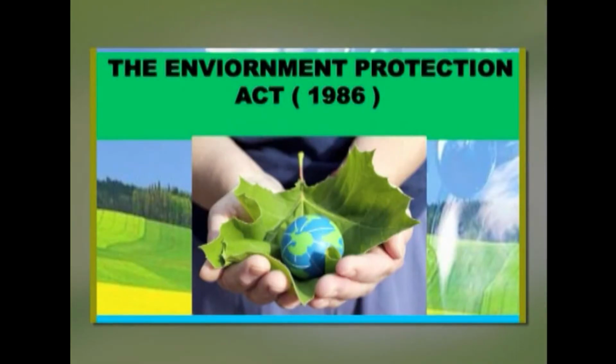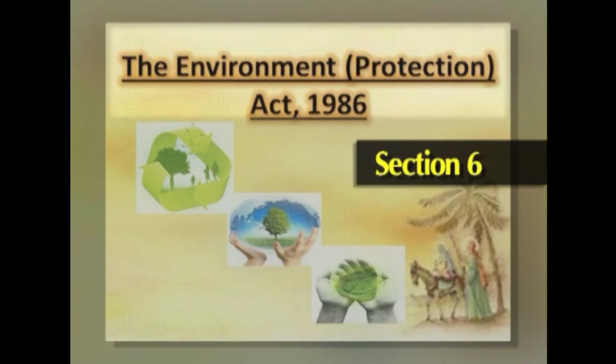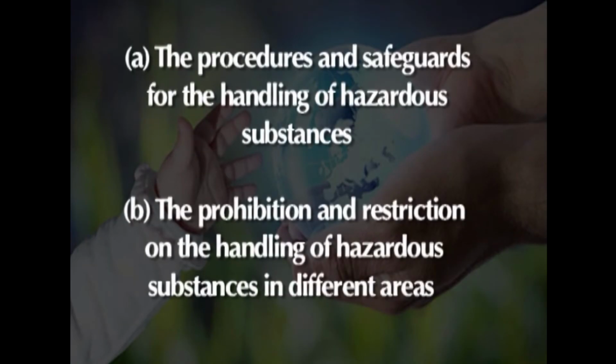Let us deal with hazardous waste from the Environment Protection Act 1986, the law relating to it. The Environment Protection Act 1986 is an umbrella legislation which comprehensively deals with environmental problems. Section 6 of the Environment Protection Act 1986 expressly empowered the central government to make rules on various items, including the procedures and safeguards for the handling of hazardous substances and the prohibition and restriction on the handling of hazardous substances in different areas.